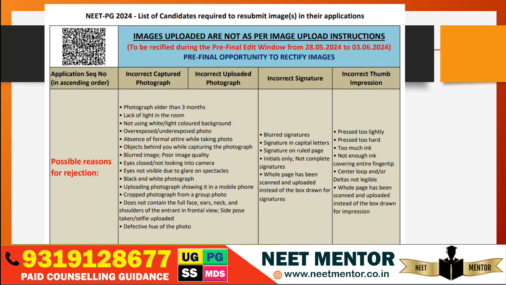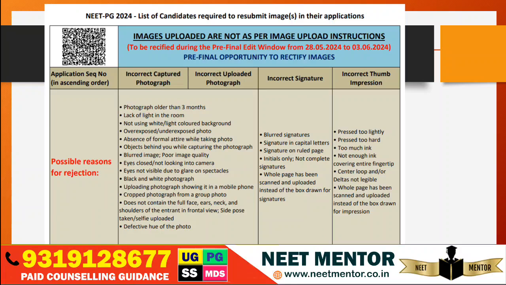How to identify whether your application requires any kind of correction? First point, since this PDF is not given this year, you have to check your email, check all the spam boxes, all the folders in the email, to find out if the NBEMS has sent you any email stating that you need to correct images, maybe the thumbnail, signature, photograph or webcam images. Okay, so what might be the reasons for rejection?